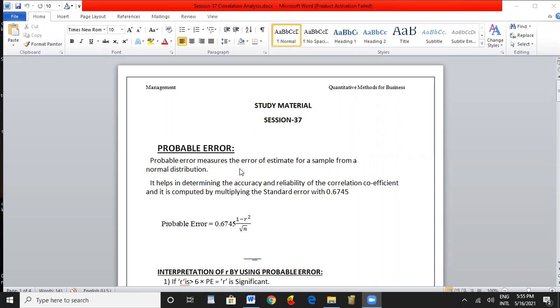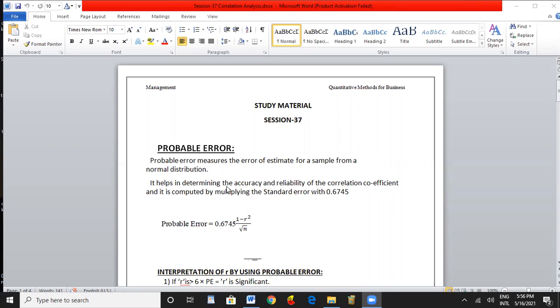Probable error measures the error of estimate for a sample from a normal distribution. You have to estimate from a sample. You have selected a sample from the population. If any error is there, how much error is there, and whether it is significant or insignificant, that you have to study in the probable error.